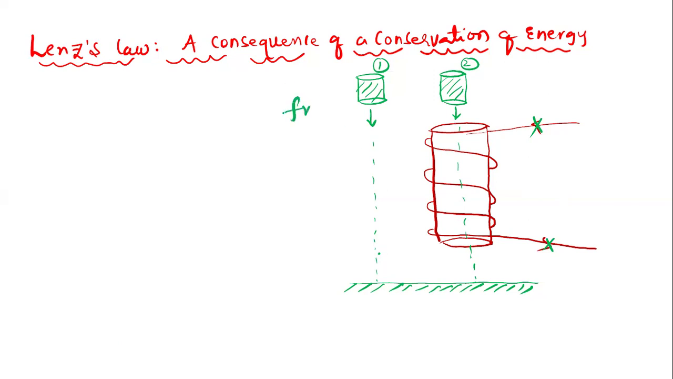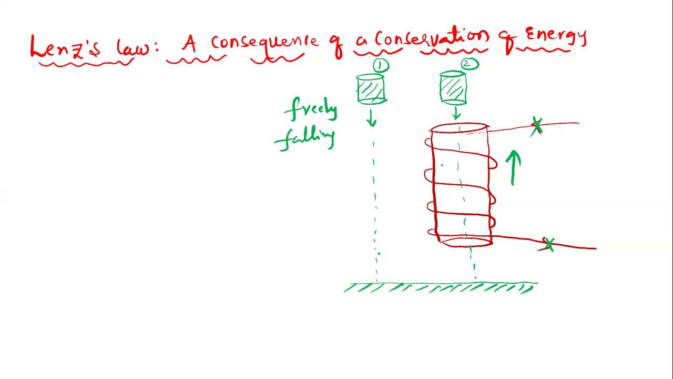This one is freely falling. It does not have any effect, and it will fall freely due to gravitation. But this one will have some effect on it. Why? Because this will try to oppose it. The motion will be opposed by this one. That's what Lenz's law is, right?